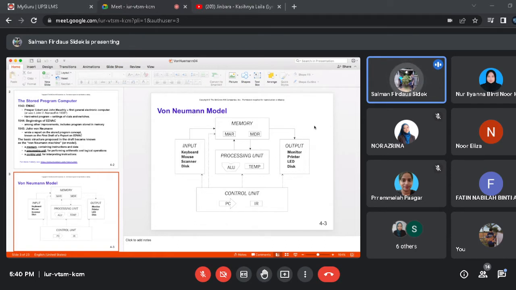So there are 5 components that need to be present if we want to define an object or peripheral as a computer. The most important component, in your opinion, which one is it? Memory. Of course, memory. Thank you. Indeed, memory.